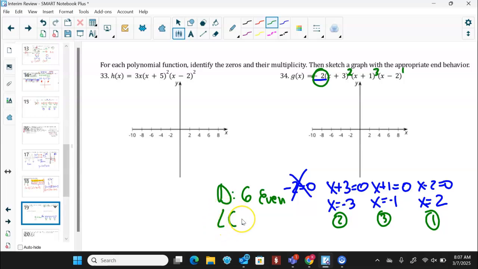My leading coefficient here is going to be in the front of that function, which makes it negative. So my leading coefficient is negative. So, and this is an even function. So that means my end tail ends this way.